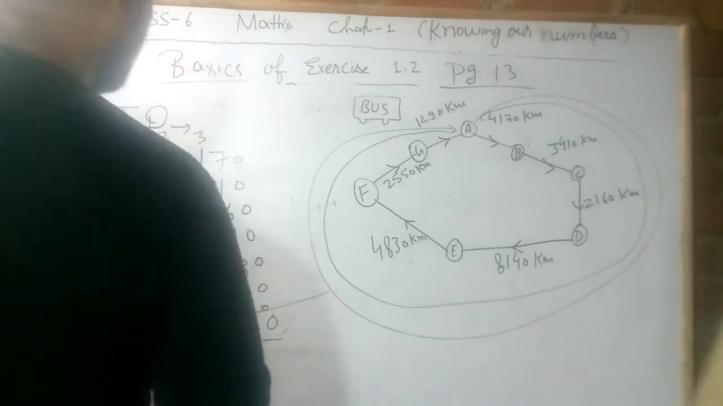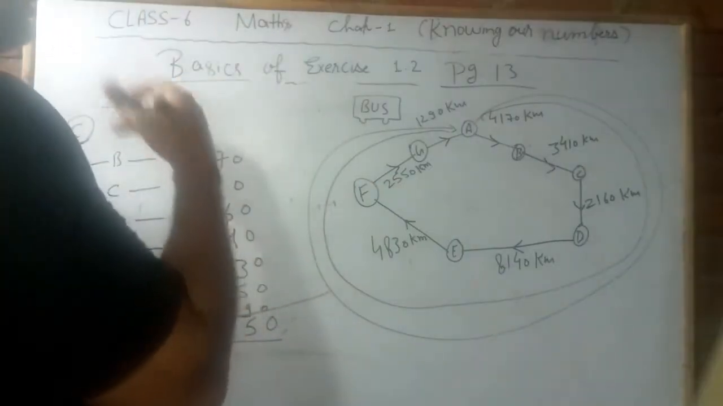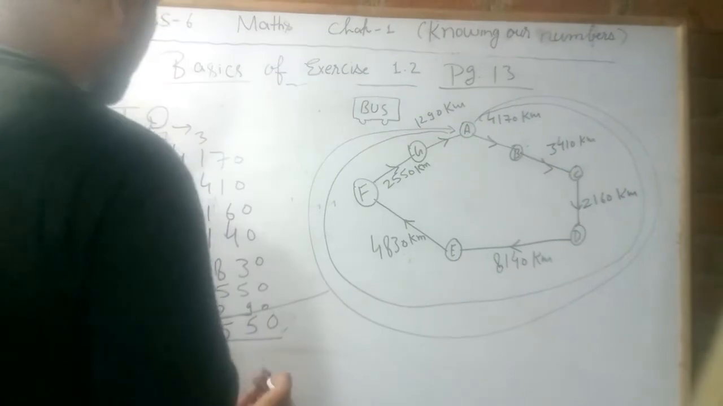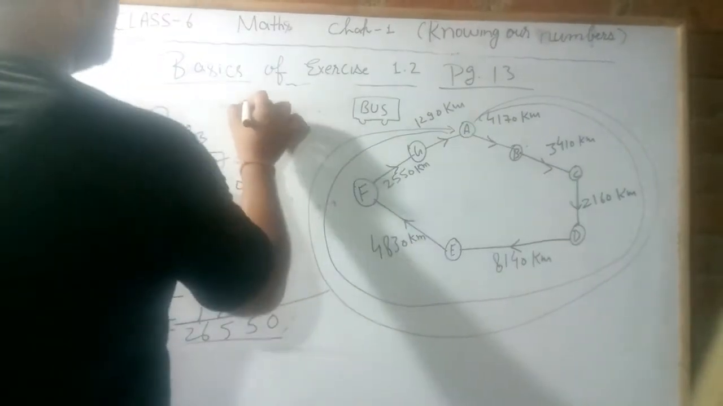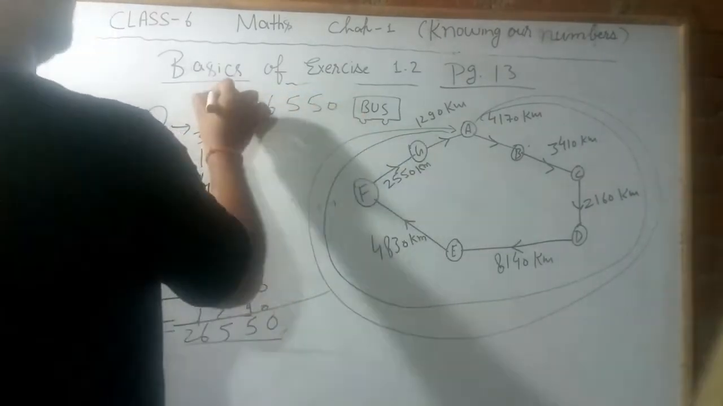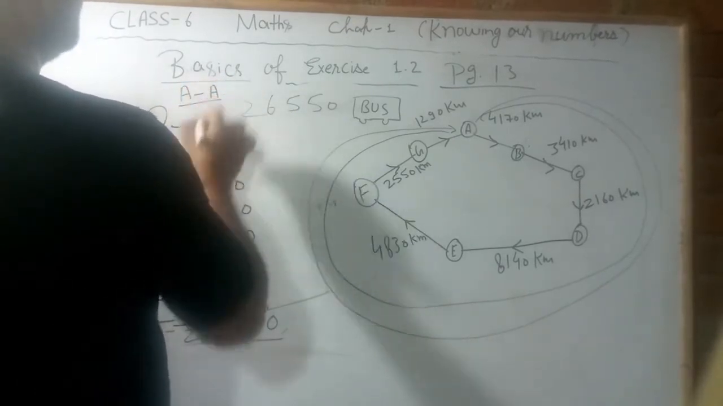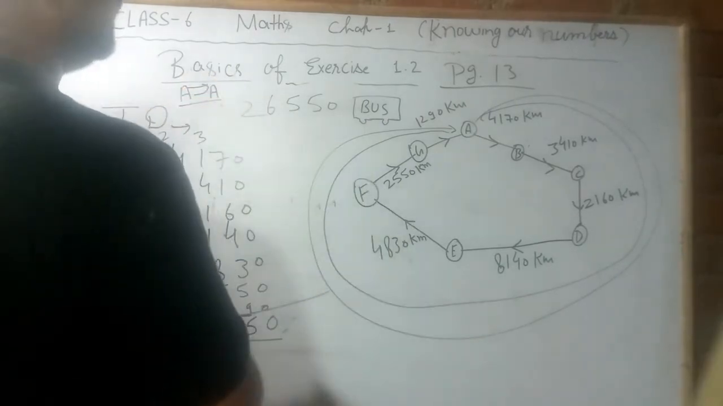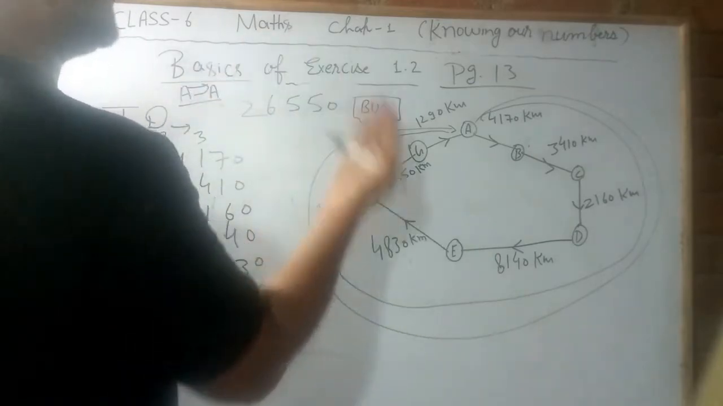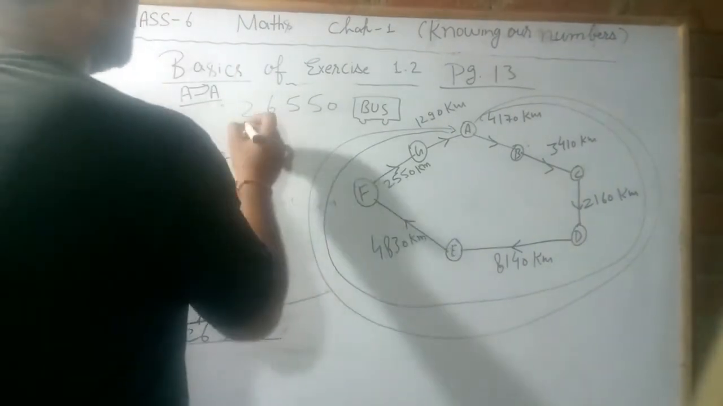But what do we have to find? The return journey also. As we know, the same distance will be covered by the bus as the bus goes back. So this is 26,550. It's a journey from A to A in one direction. And if it goes back again, just make it double, because the same distance will be covered by the bus while going back. So just double it.